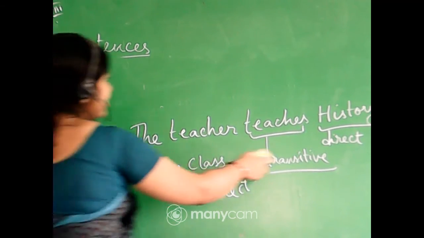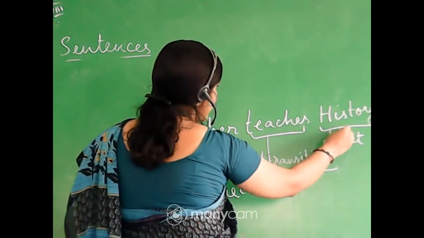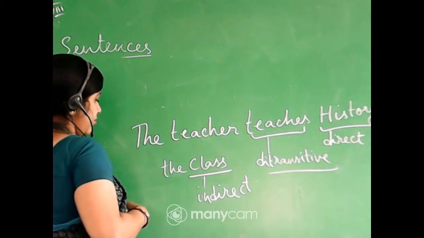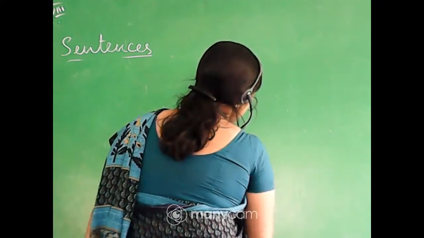So the teacher teaches history to the class. In this sentence there are two objects. One is the direct object and the other one is the indirect object. Let us come to the first exercise under the chapter, and first exercise under object. Exercise number B. This one also you are going to do in the book. Circle the direct objects and underline the indirect objects, if any, in the following sentences.